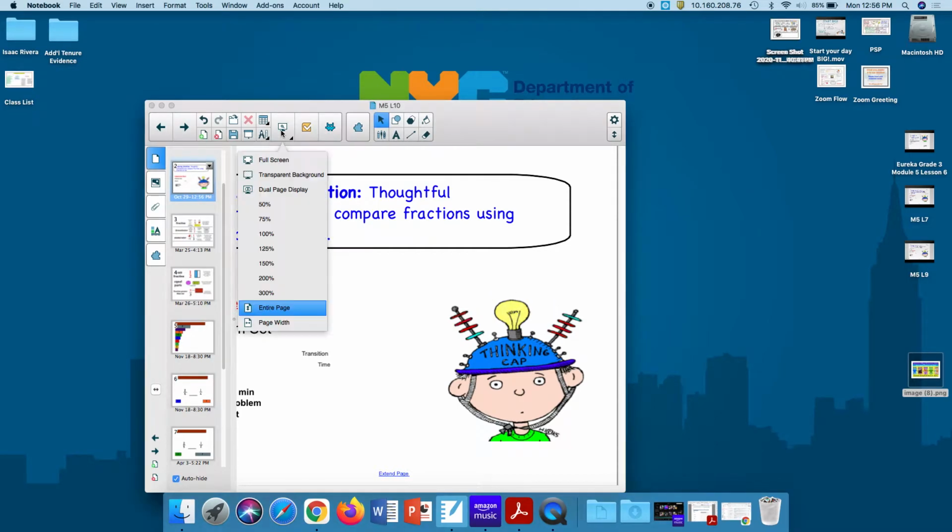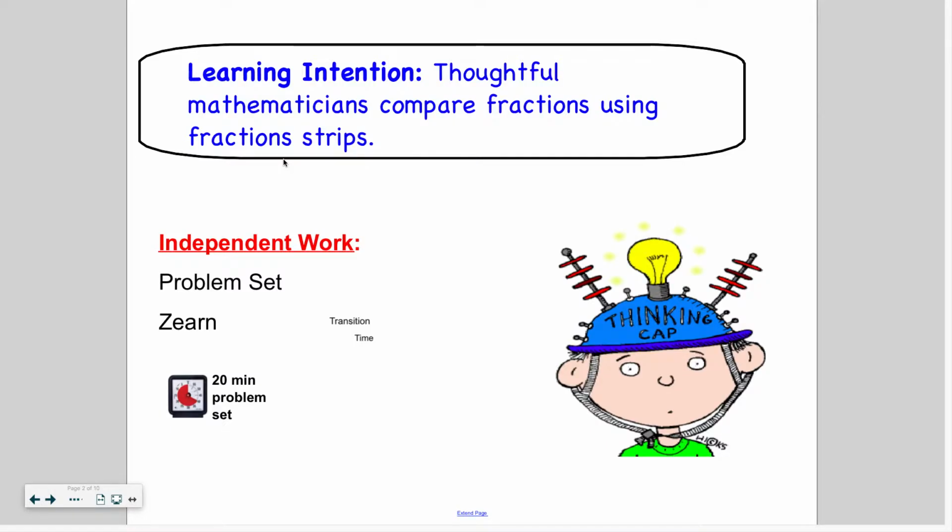Hi scholars, so today we're completing Module 5, Lesson 10. Thoughtful mathematicians compare fractions using fraction strips.